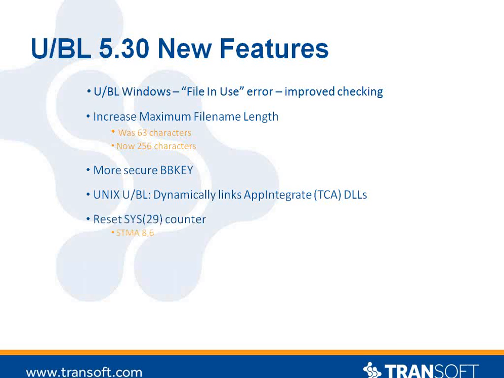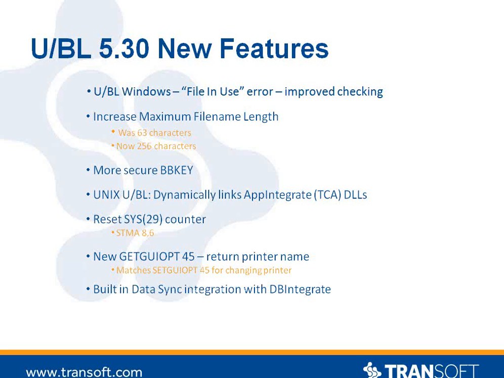Added a reset counter to the sys29 command, and we added a get GUI up 45 to return a printer name to match the set GUI up 45. And we've also added the ability to hook into DB Integrate data sync directly from UBL.